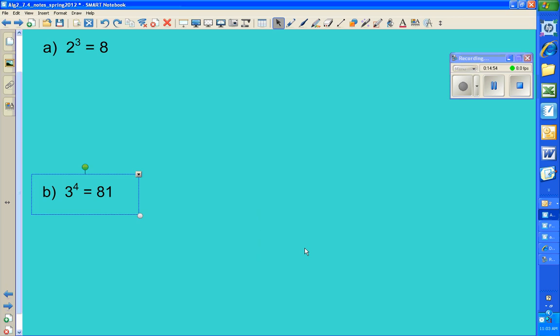So switch these to logarithmic form. And again, we're just going backwards on the definition of a log.